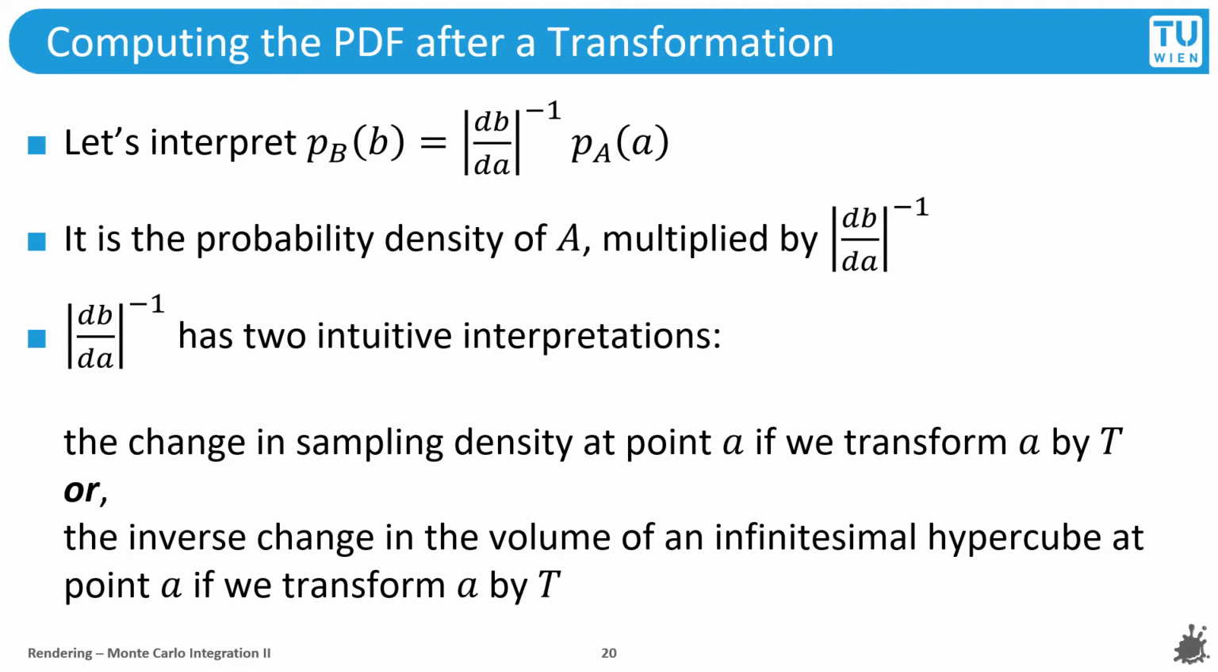Let's try to find an intuitive interpretation for this equality. The PDF of the output value, B, is the PDF of the input value, A, times dB over dA reciprocal. Now, based on what we have done before, we can interpret this term in two ways. We can either see it as the change in sampling density at A if we transform by T, or the inverse change in the volume of an infinitesimal hypercube at location A if we transform A by T. Try to make some sense of the latter interpretation because we will return to it in a minute.